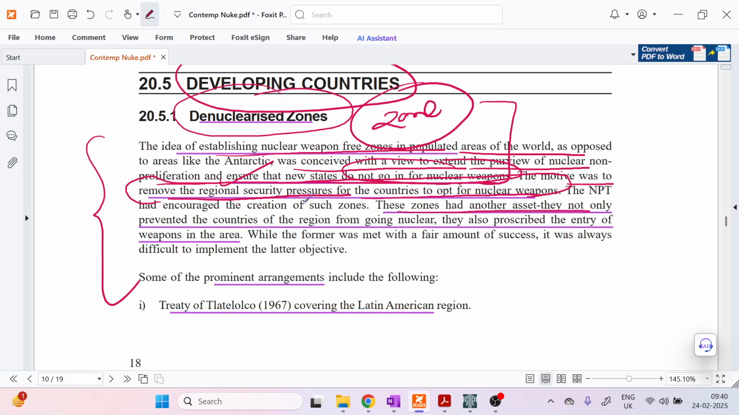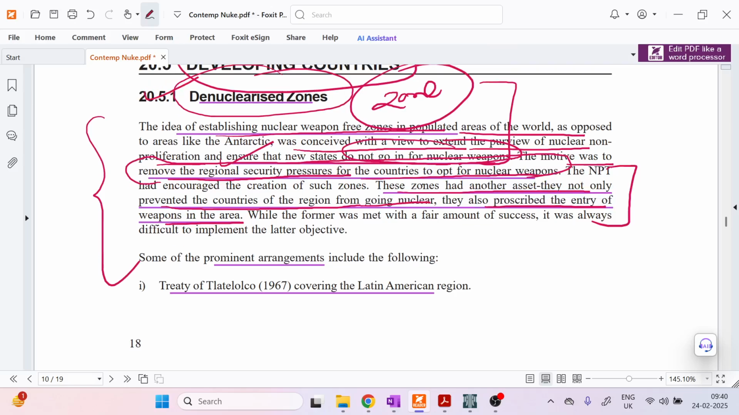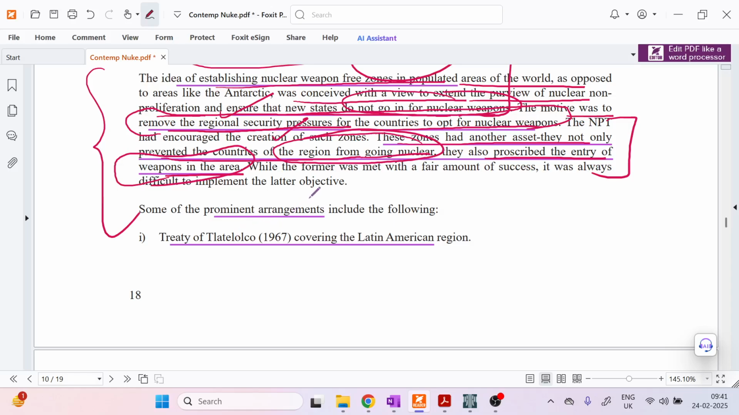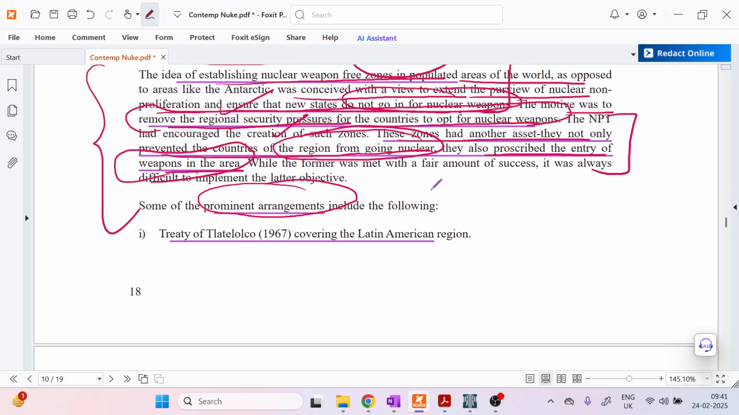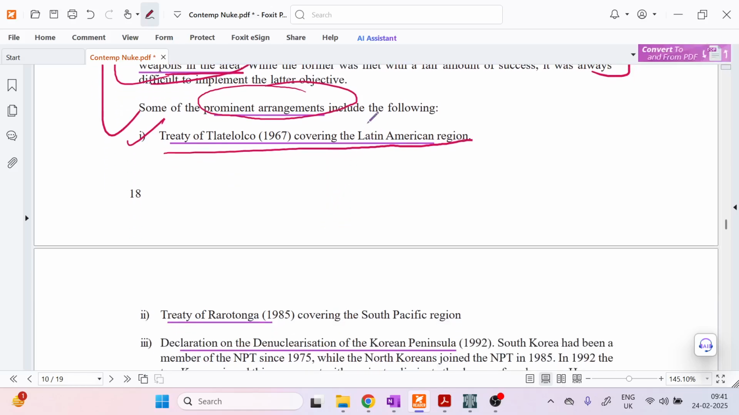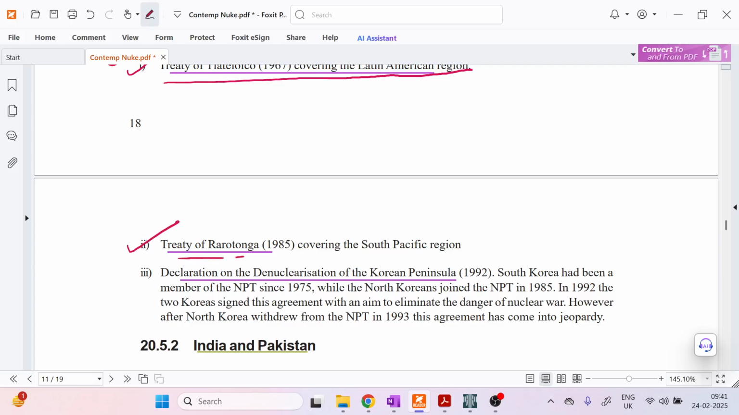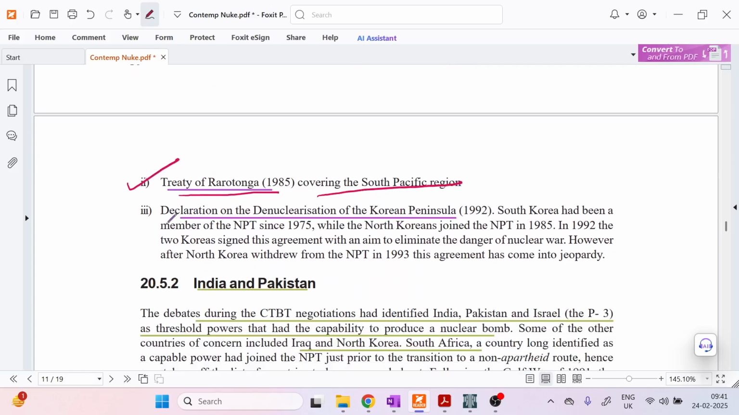So these zones had another asset. They not only prevented the countries of the region from going nuclear, they also proscribed the entry of weapons in the area. So these were the two reasons for which many areas were denuclearized. First, non-weapon states would not seek nuclear weapons or the status of a nuclear weapon state, and then other weapons would not enter these areas. So the agreements that followed the establishment of denuclearized zones were the following. First, the Treaty of Tlatelolco in 1967 that covered Latin America, then the Treaty of Rarotonga that covered the South Pacific region, and the Declaration of Denuclearization of the Korean Peninsula in 1992.